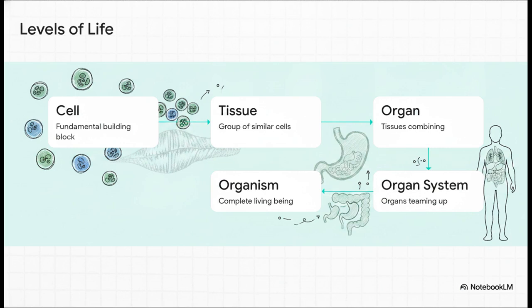But cells don't just work alone. They group together with similar cells to form tissues, like the muscle tissue in your arm. Those tissues then fold and combine to form an organ, like your stomach or your heart. Organs then team up into an organ system, like your digestive tract, which ultimately operates within the complete living organism. It's an absolute masterpiece of biological engineering.